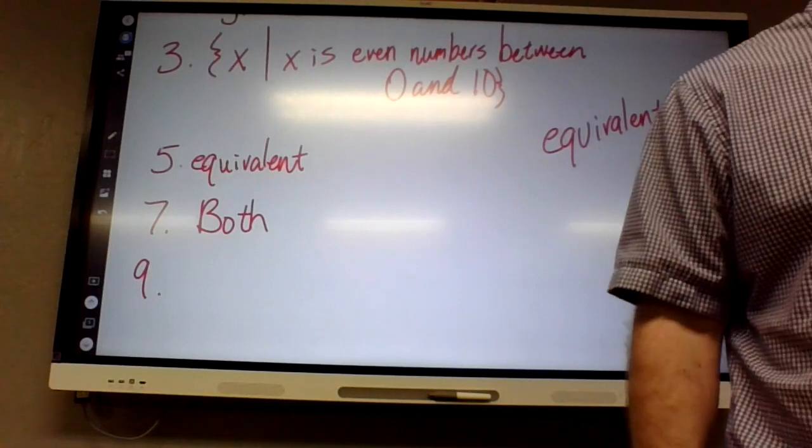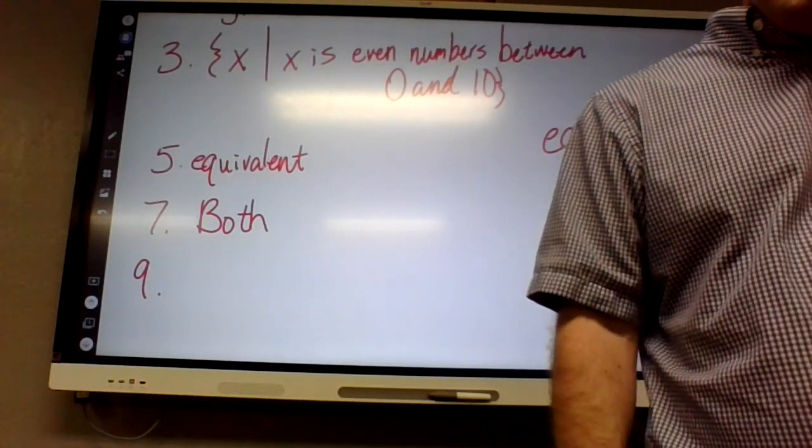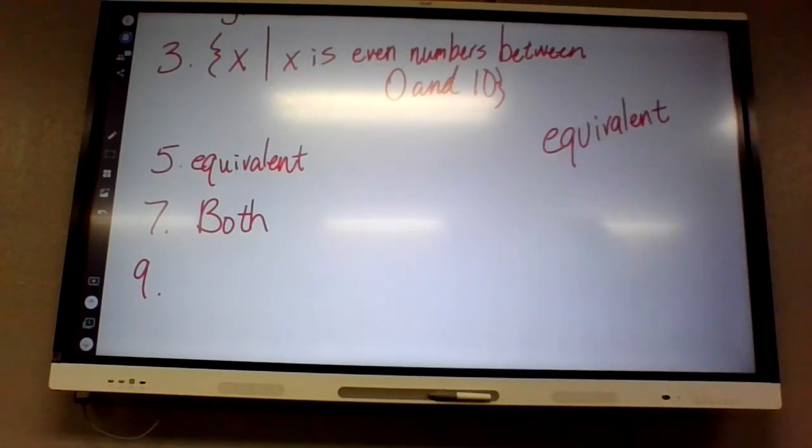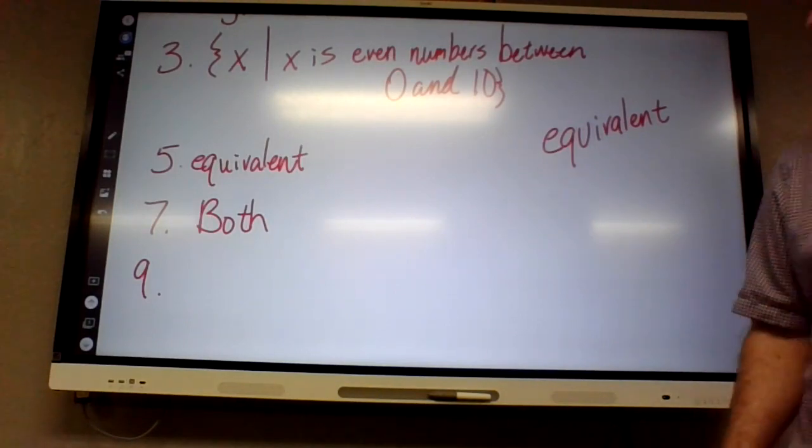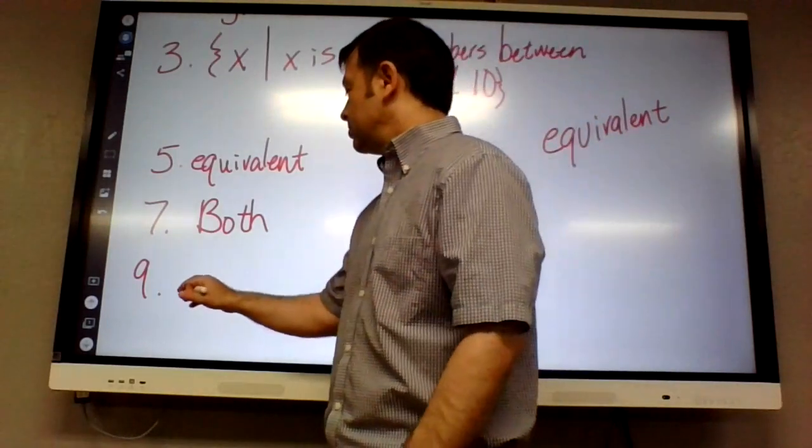Number 9, Santa Fe, Boise, New Mexico, Idaho, Virginia. Are they equal, equivalent? Neither.